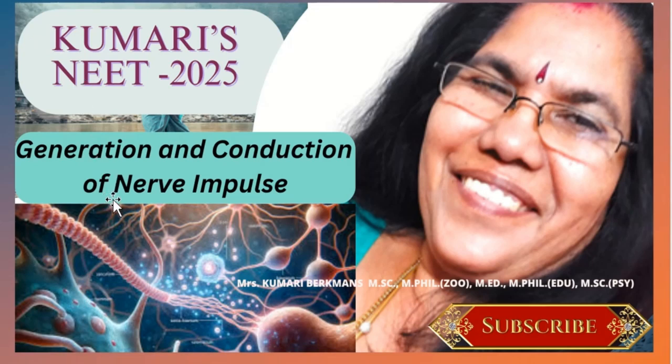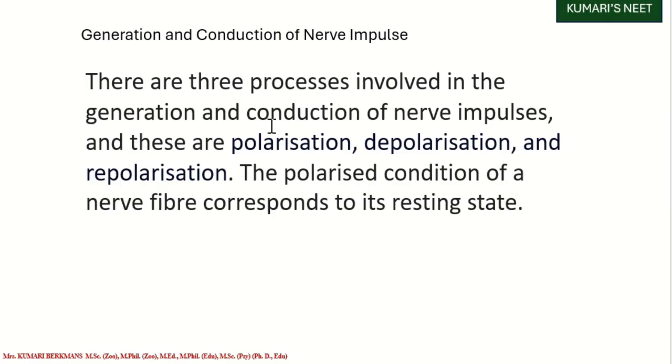Morning everyone. This class is about generation and conduction of nerve impulse. Let us see what are the processes involved in the generation and conduction of nerve impulse. In the sense, there are three processes. First one is polarization, depolarization and repolarization. What is polarization? In the sense, the resting stage of the neuron is called polarization.